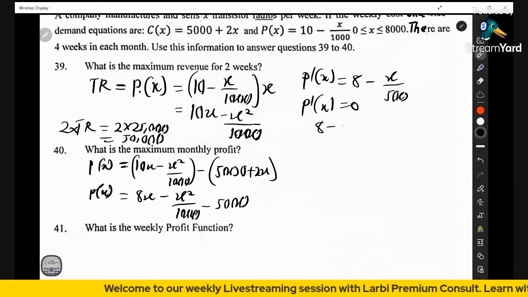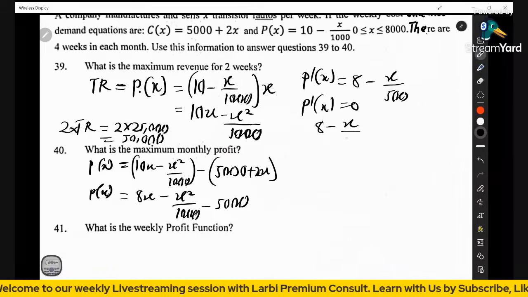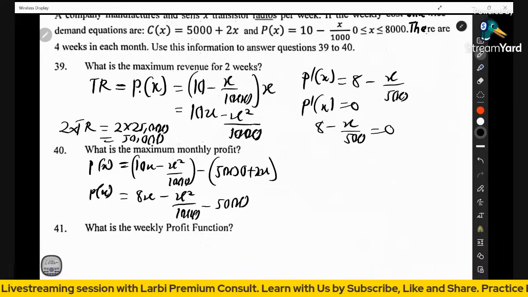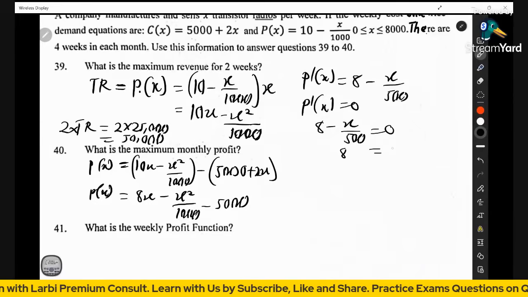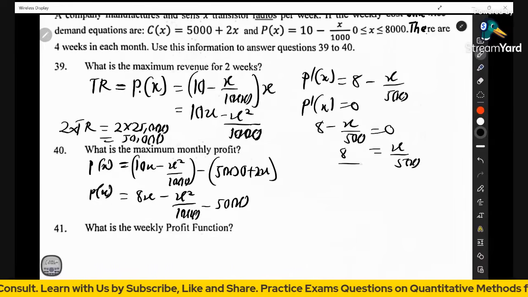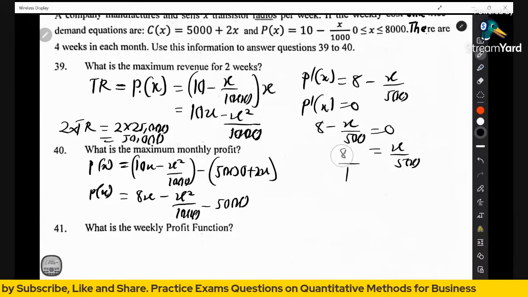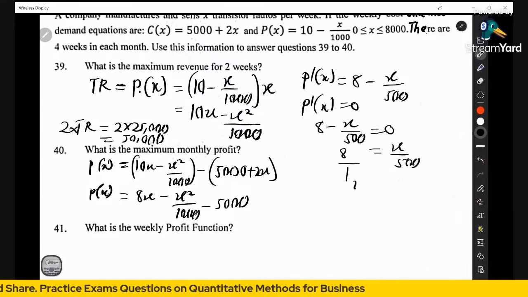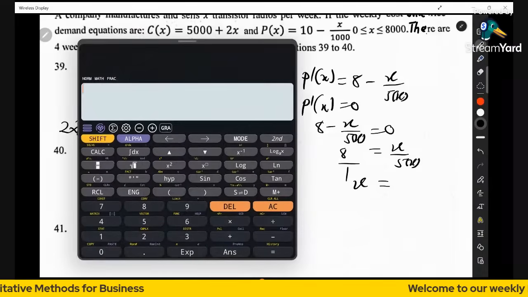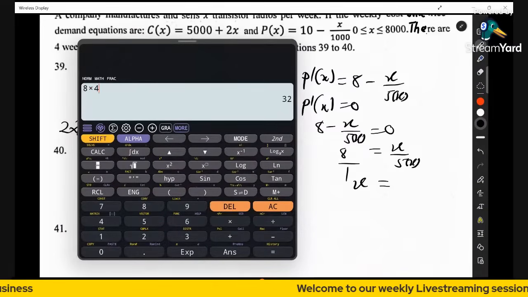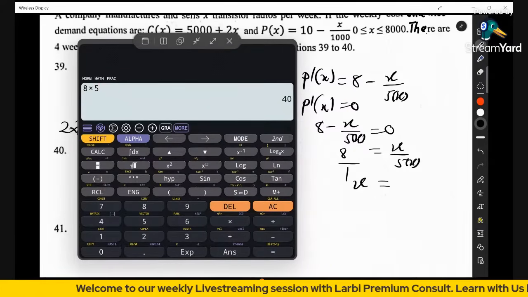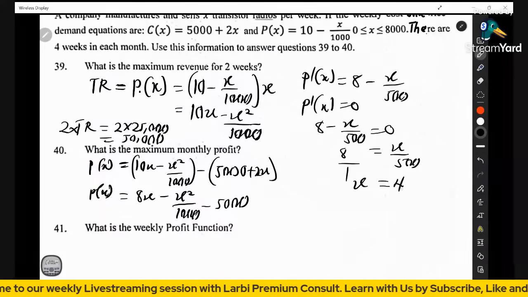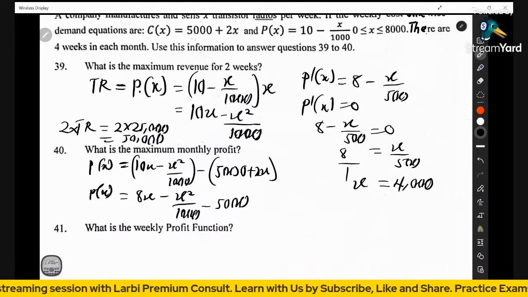Therefore, we can say that 8 minus x divided by 500 should be equal to 0. So we have our 8 here and we have x over 500, cross multiplication, right? So 500 multiplying 8, x multiplying 1. 8 by 5, we are getting 40, so that's going to be 4,000. So this 4,000 becomes the value of x.